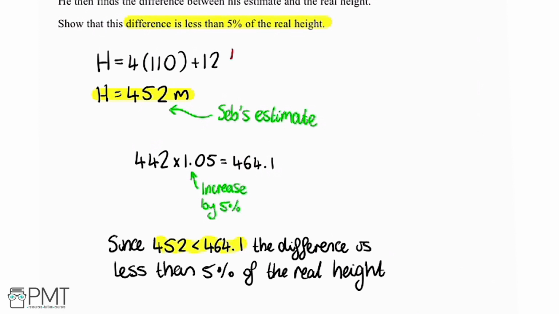We get our first mark for substituting into the formula, second mark for finding out that that equals 452, our third mark for our working here, and fourth mark for a final correct concluding statement.